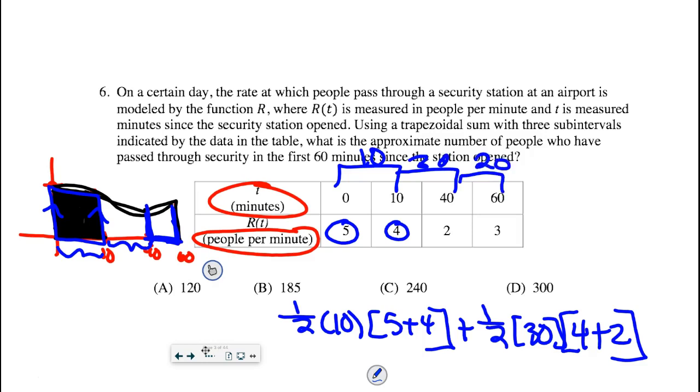Somebody who did it right, what do we get? B. B? Do I have a backer on a B? Yeah.